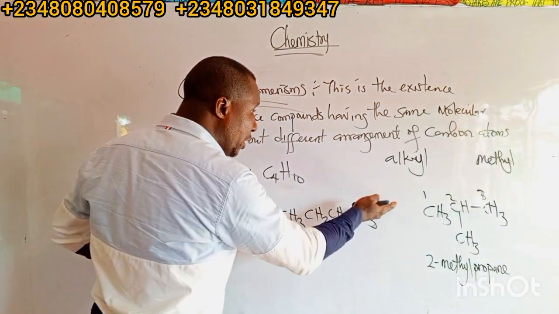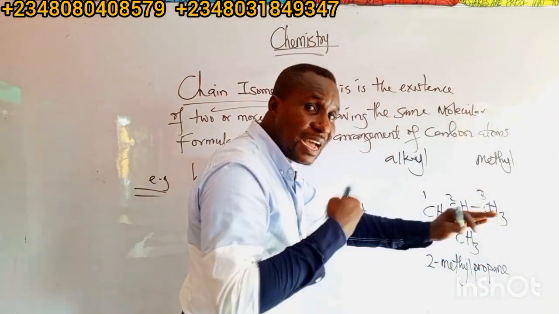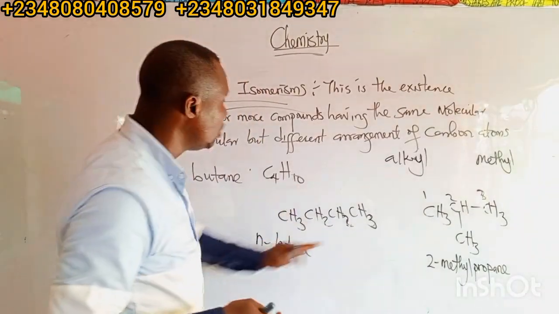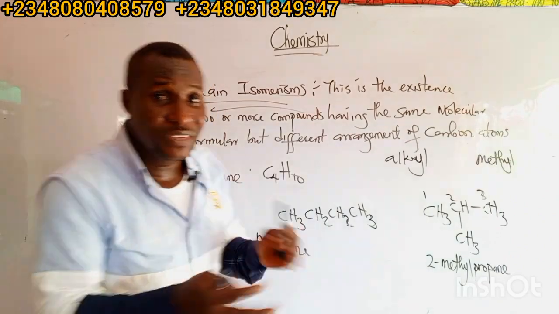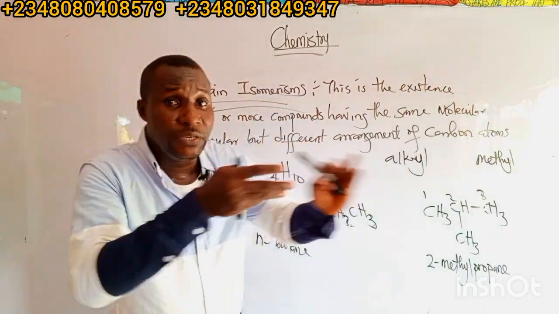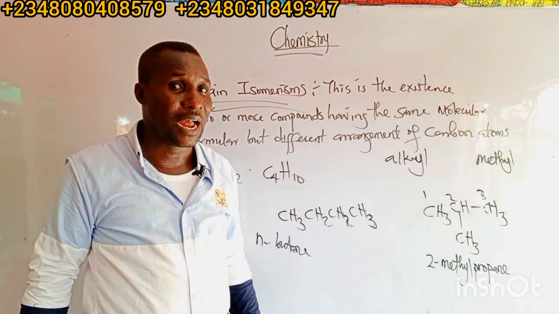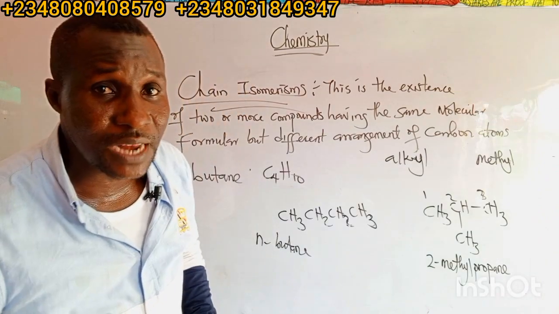This one is a long chain. This one is what? Branch. Long chain with what? Branch. Different arrangement of what? Carbon atoms. This is an example of what? Chain isomerism. When you have two or more compounds having the same molecular formula but different arrangement of carbon atoms, that's structural isomerism. Take note of this.